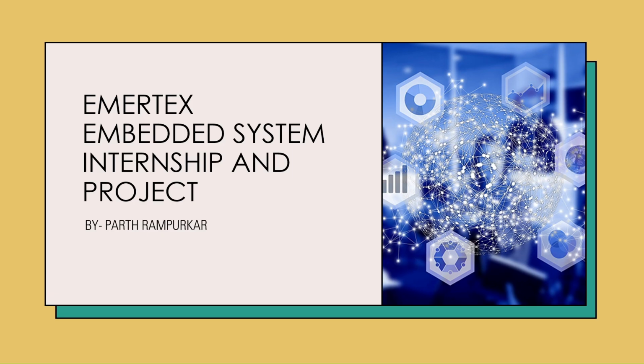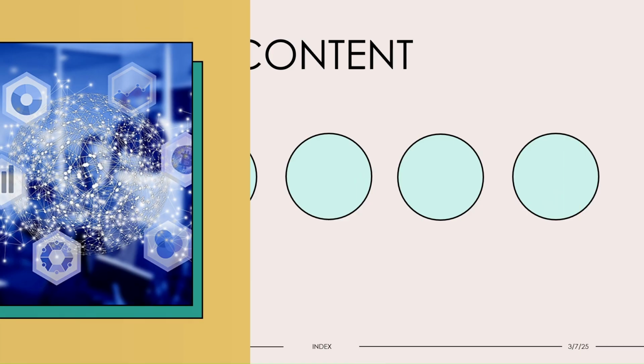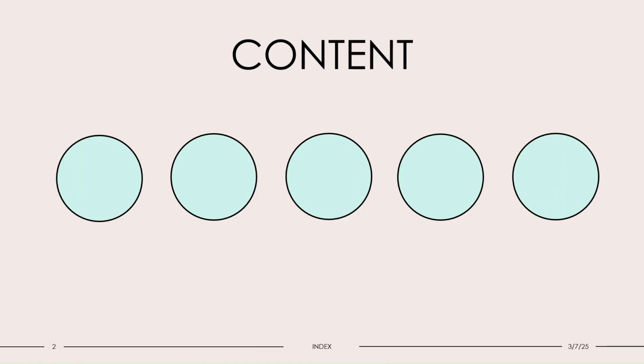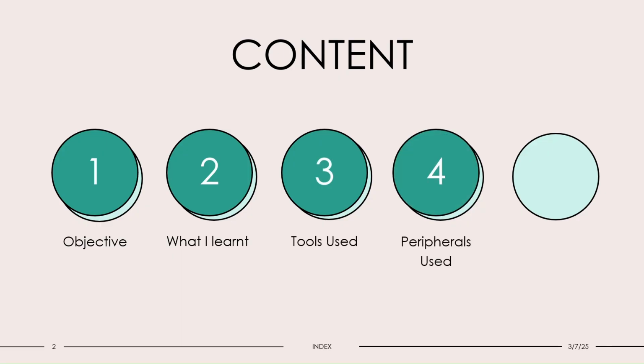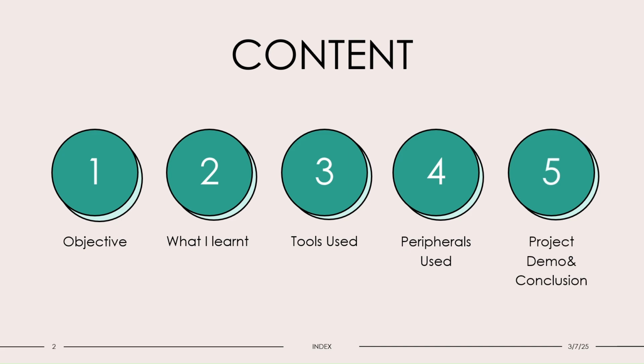So this is the PowerPoint presentation for the Emergency Embedded System Internship and the project. So we'll start with the PowerPoint presentation. Let's see what the contents of this PowerPoint are. First, we'll see the objective. Then we'll see what I have learned from this project. Then what tools were used. Then the peripherals used. And then the project demo and the conclusion of the project.